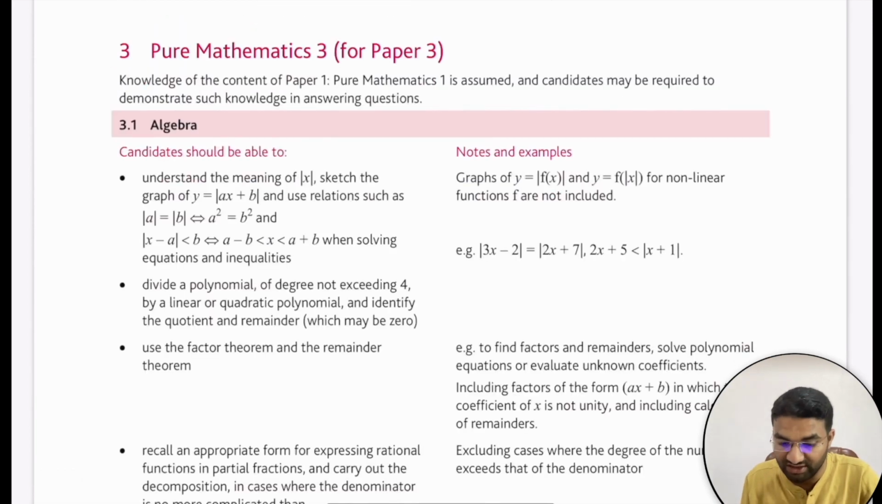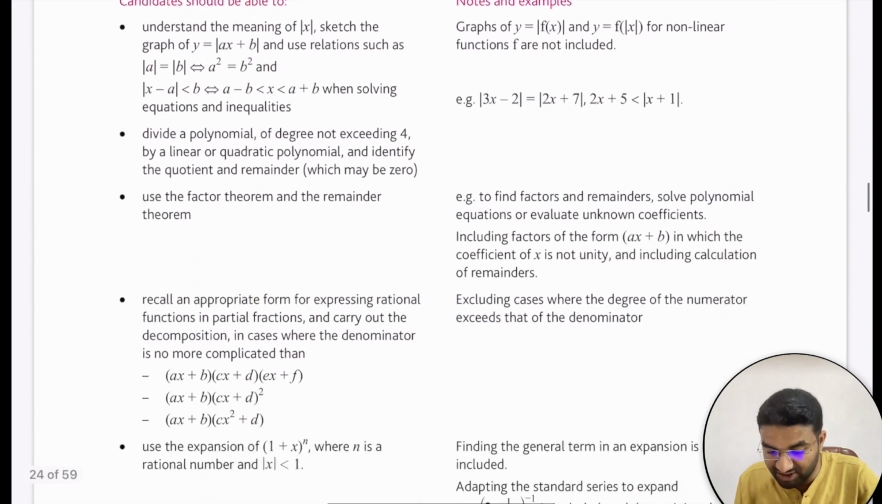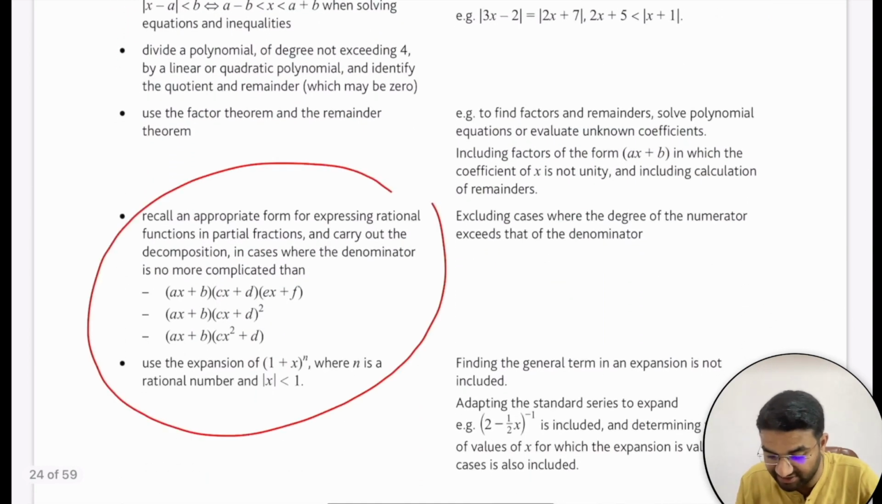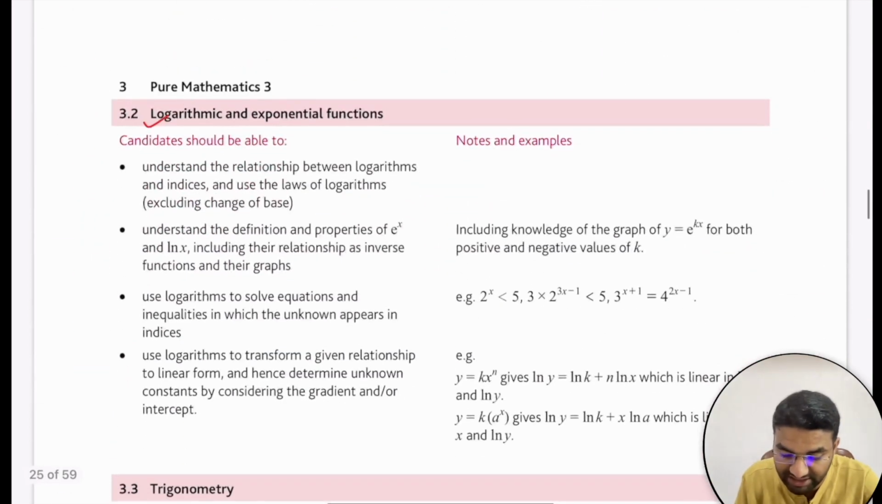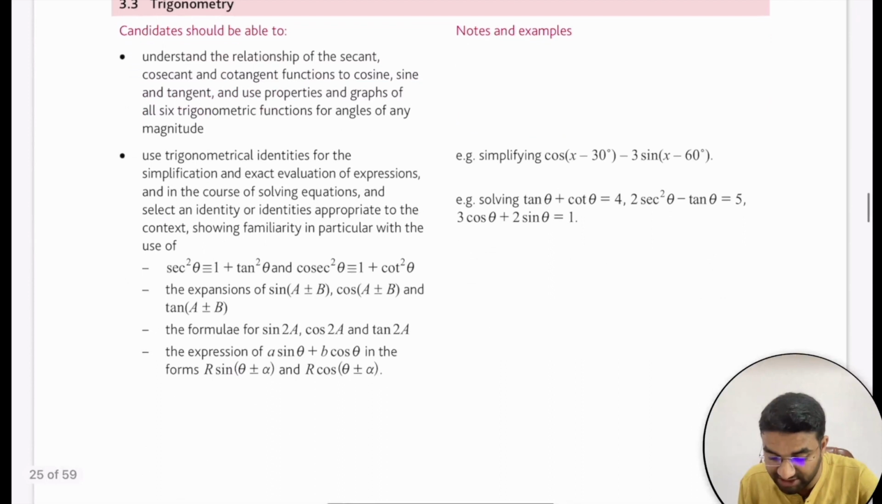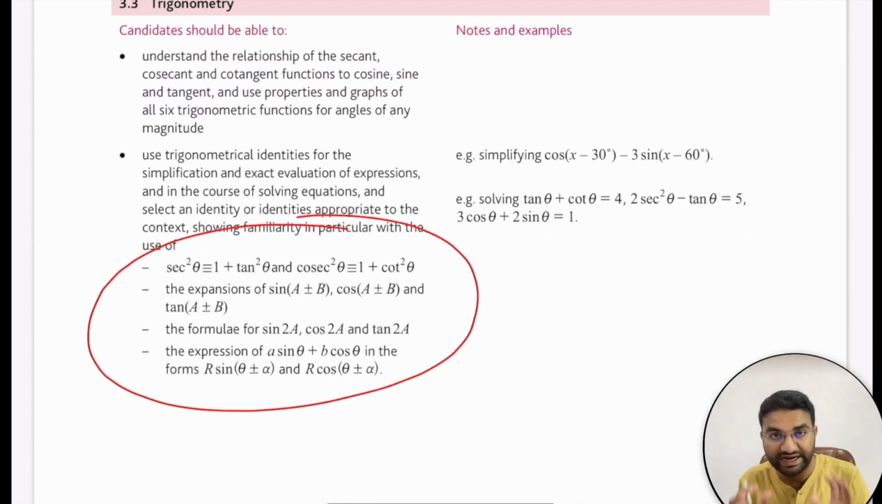If you look at P3, you have the algebra topic, the same, but some topics are extra. Fine. Partial fractions, then decomposition. This partial fraction form for P3 you have to use in integration as well. Alright. Then the logarithmic and exponential part. Here solving equations and inequalities is there. Then next, trigonometry. As I said earlier, all the identities are there. Then their expansion, simplification, and evaluation of expressions are part of trigonometry.